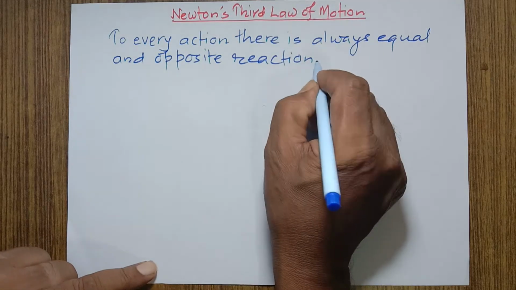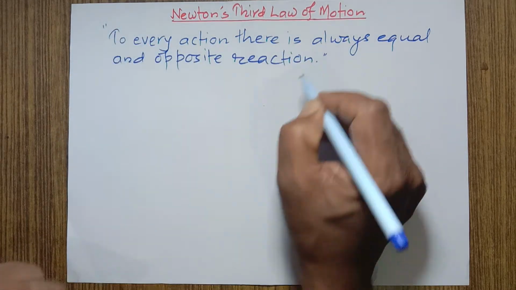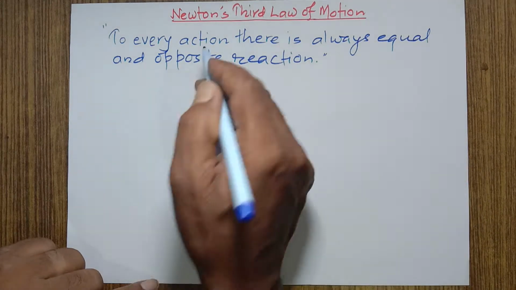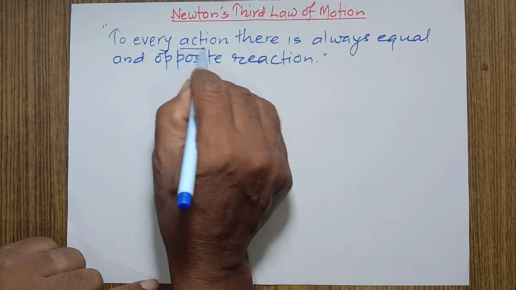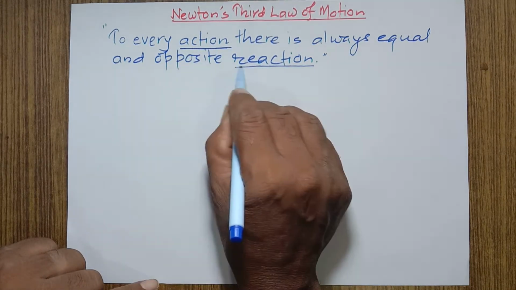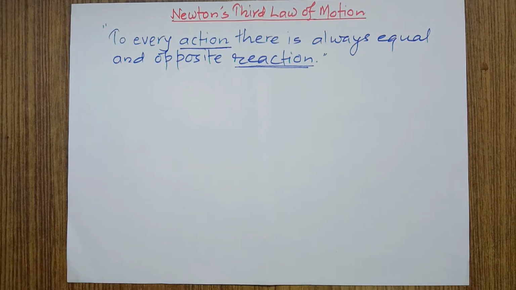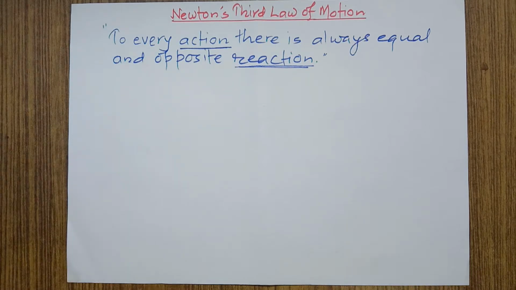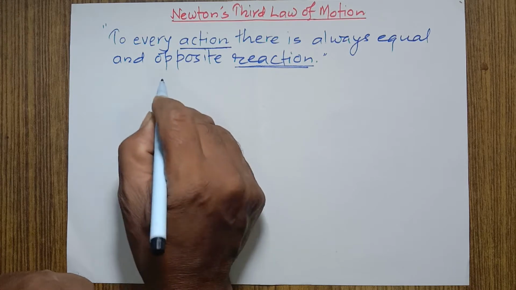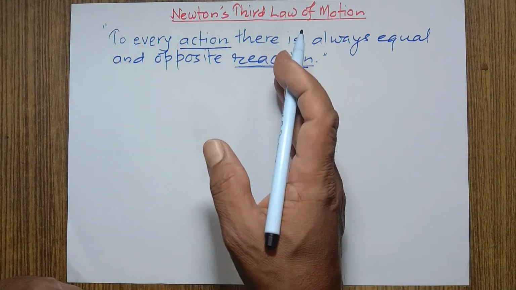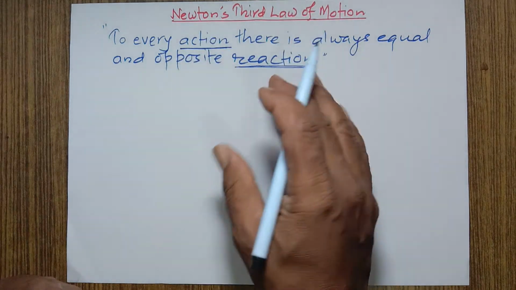Look at this, Newton's third law of motion. To every action there is always an equal and opposite reaction. I want to highlight these two words: action and another is what? Reaction. What are these two terms? Actually, according to this law, force never exists single. It always appears in pairs. One of them is called action, another is called reaction. Action and reaction both are involved in a pair.